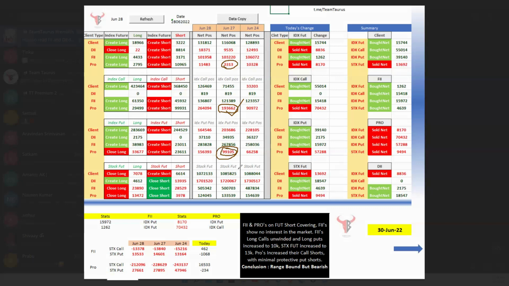But I will come to the range bound market in later sessions. For now, how to read the FII DII data? This is how you need to read the FII DII data.